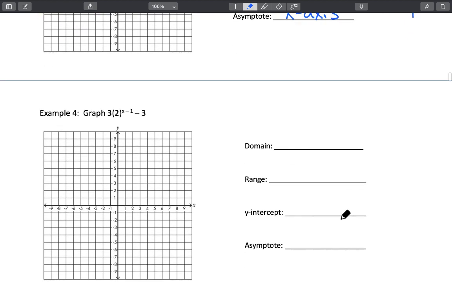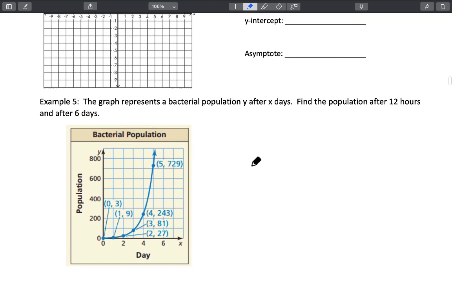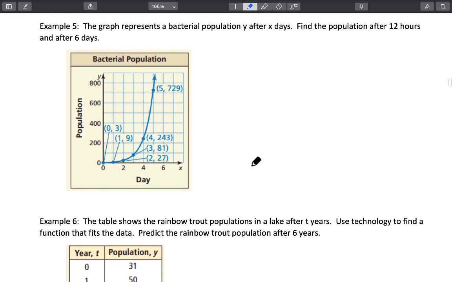All right, we are going to skip over example 4. We'll tackle that one in class together, and let's scoot down to example 5. Here it says the graph represents bacterial population y after x days. We want to use the data here to find the population after 12 hours and after 6 days.